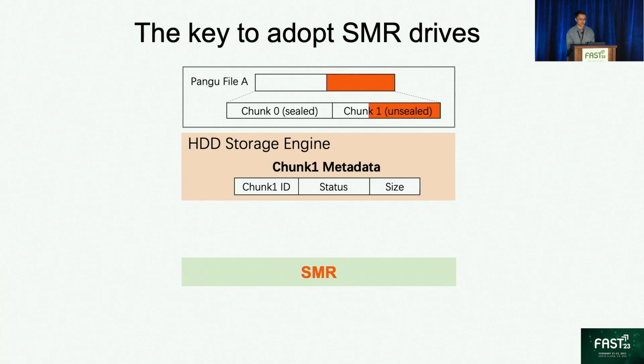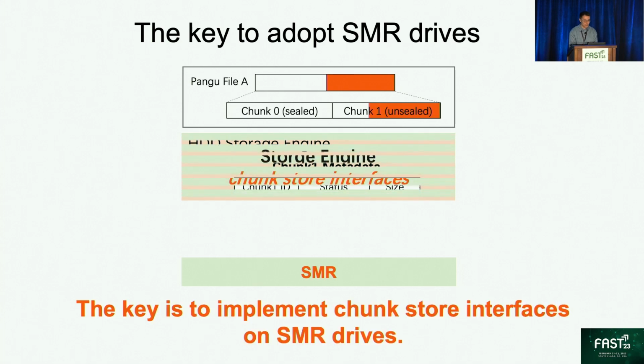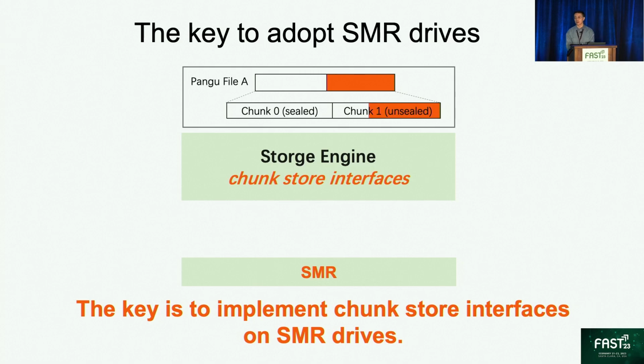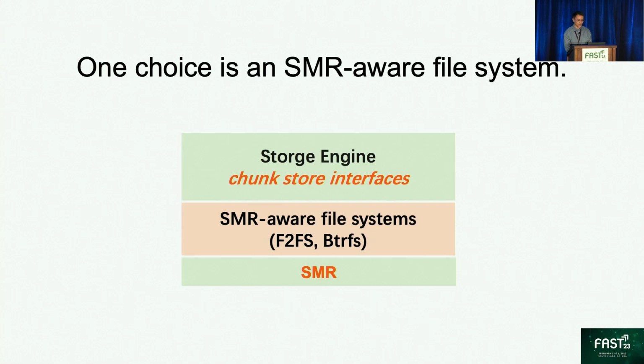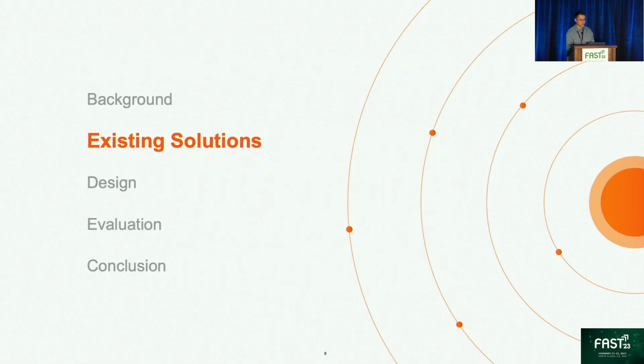So when adopting SMR drives, we do not expect to change the semantics of Pangu file and chunk. So the key is to implement our existing chunk store interfaces based on SMR drives. An SMR-aware file system, such as F2FS or BTRFS, seems to be a good choice. This way, we don't need to make any changes to our traditional ext4 storage engine. So we evaluated F2FS with our macro benchmark.